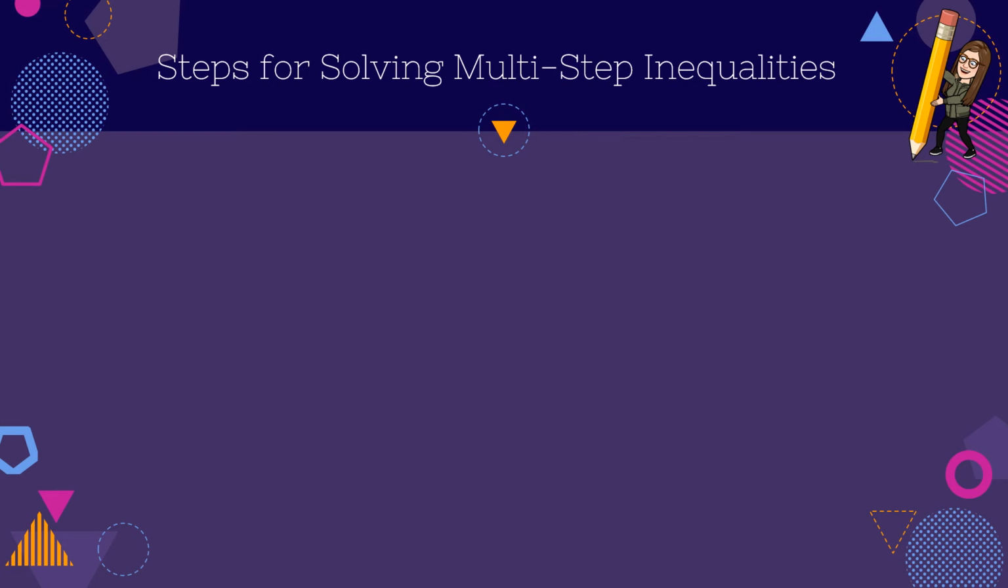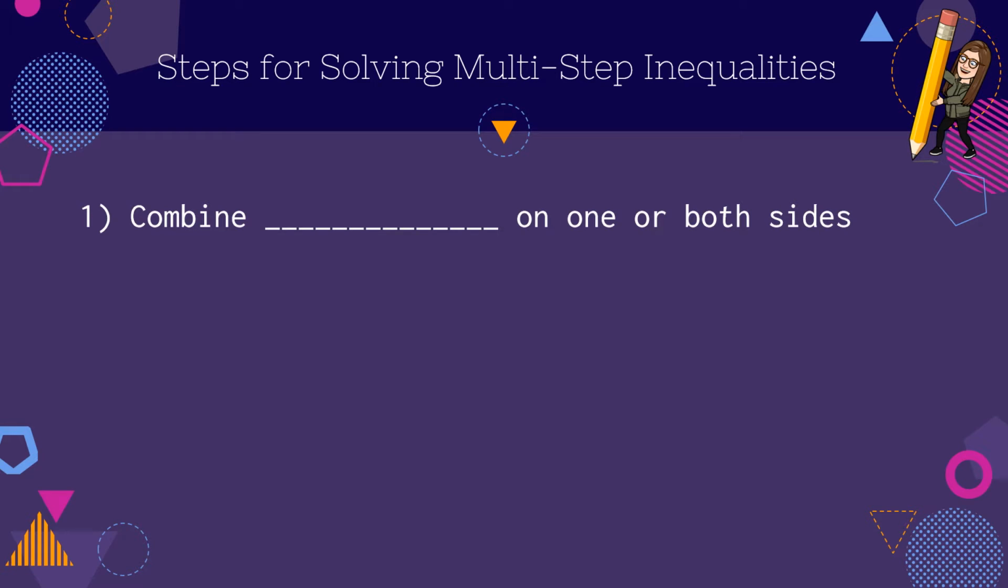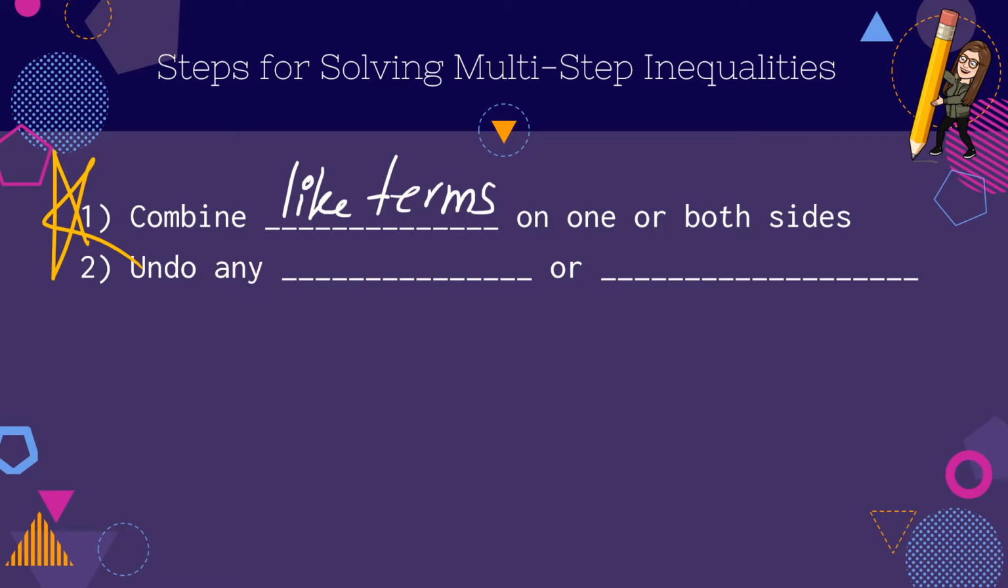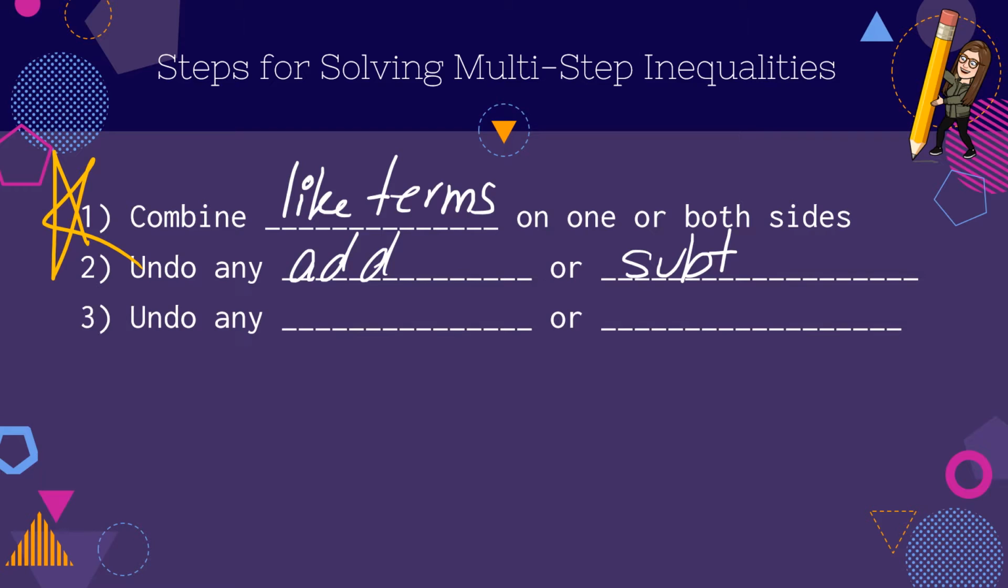All right, let's go through our solving steps. We're only adding one step to what we've already done, and that one new step is we want to combine like terms on one or both sides. Now, we've done this before with equations, so it's really not a new step, it's just bringing it back. Step 2, we're going to undo any addition or subtraction. Step 3, we're going to undo any multiplication or division.